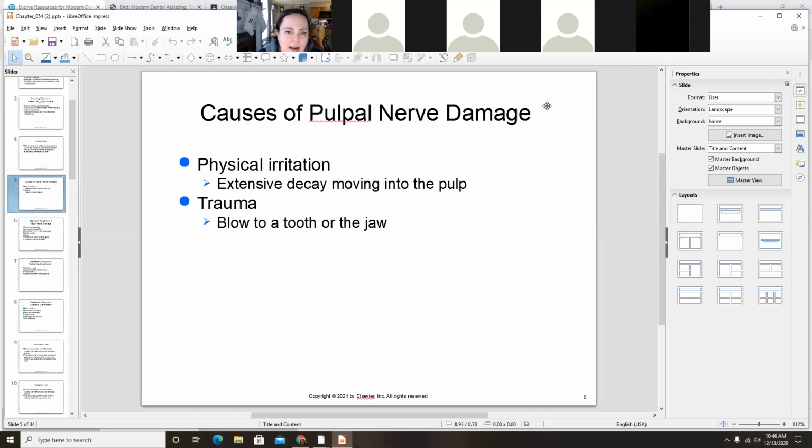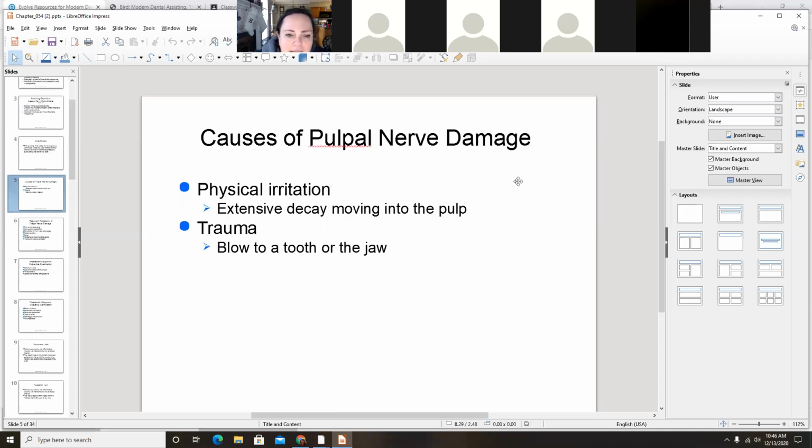Causes of pulpal nerve damage: physical irritation, extensive decay moving into the pulp, and trauma, blow to the tooth or the jaw. So yes, absolutely. If you have trauma to your face, like you fall down and hit your face on something, it's possible that the nerve in that tooth could die and you could need a root canal on it. The other reason for needing a root canal is somebody has a very deep decay. They don't get the filling, and it goes into the pulp of the tooth. And then at that point, they need a root canal.